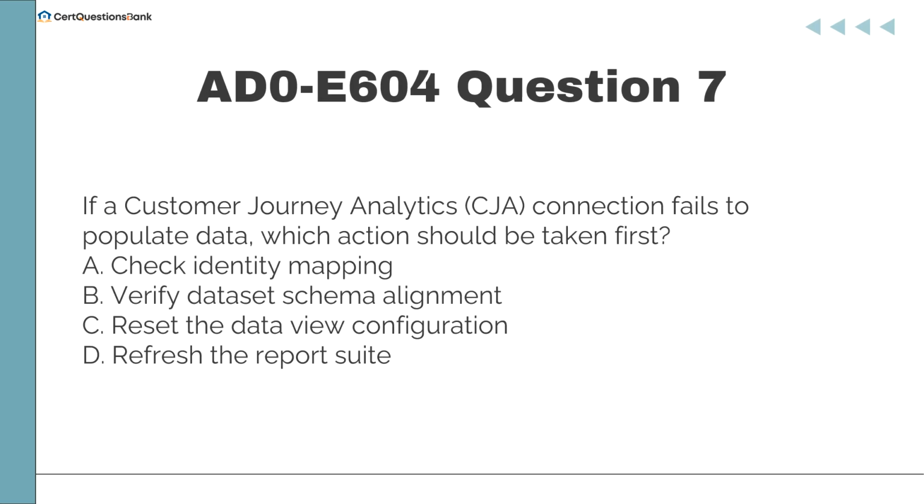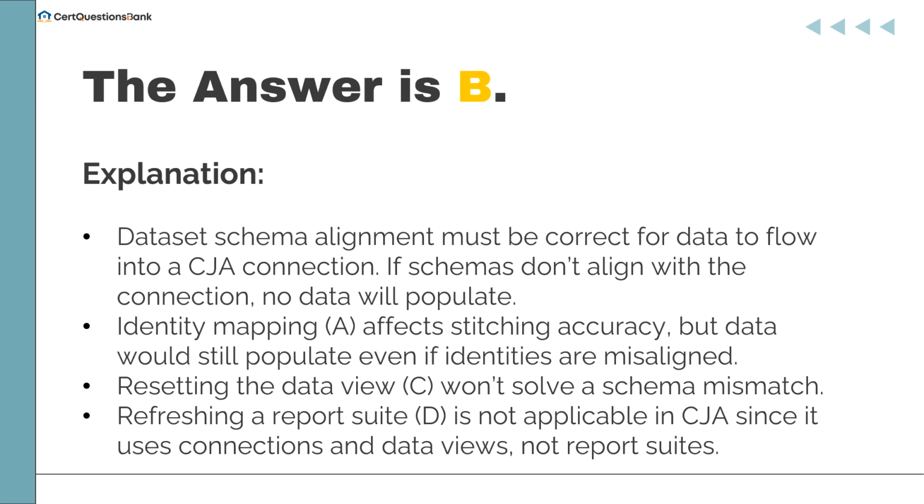If a Customer Journey Analytics, CJA, connection fails to populate data, which action should be taken first? A. Check identity mapping. B. Verify dataset schema alignment. C. Reset the data view configuration. D. Refresh the report suite. The answer is B.